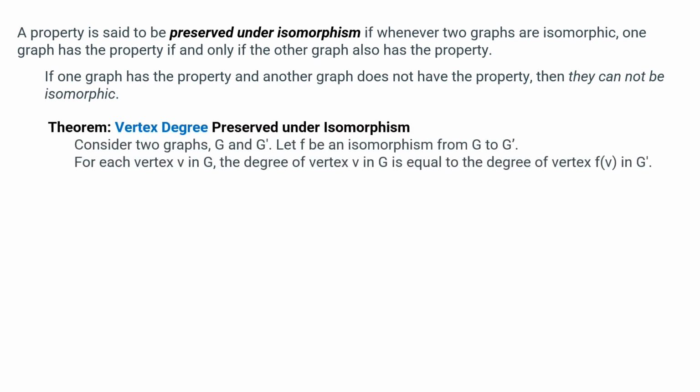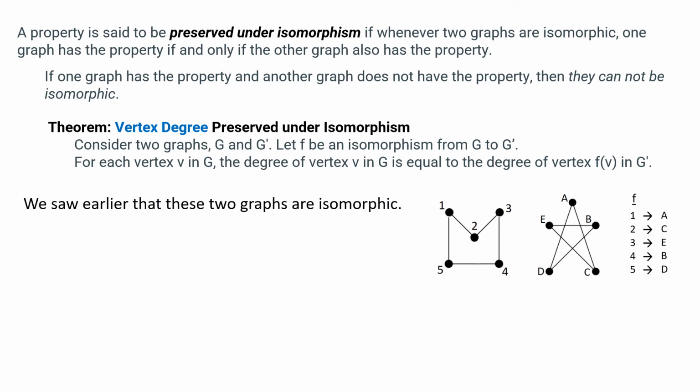So we're going to be learning about some different properties that are preserved under isomorphism. The first one is vertex degree. This theorem says that vertex degree is preserved under isomorphism. Consider two graphs G and G prime. Let f be an isomorphism from G to G prime. For each vertex v in G, the degree of vertex v in G is equal to the degree of vertex f of v in G prime. Basically, if it's a corresponding vertex, then it has the same degree.